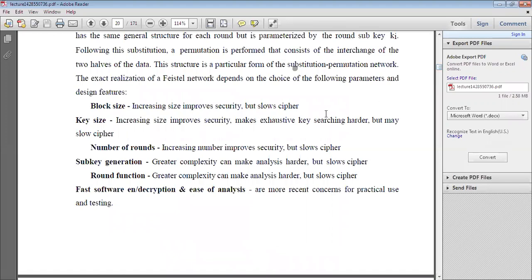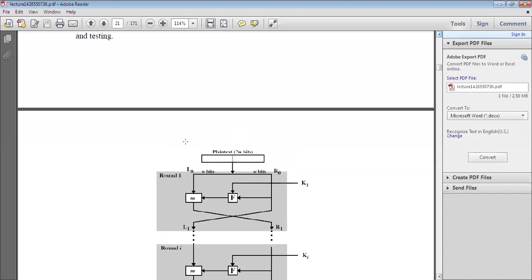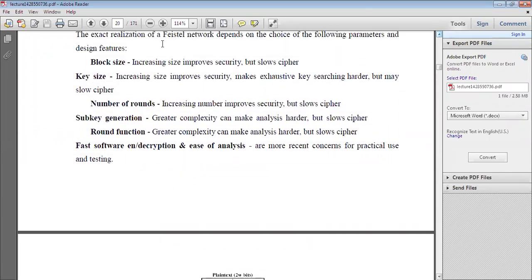We use it in symmetric encryption. So what are the parameters we use in the Feistel network? First, the block size. How many bits do you consider? That is the block size, the main parameter used in symmetric cryptography. Whenever the block size is increased, it automatically improves security, but the cipher becomes very slow.